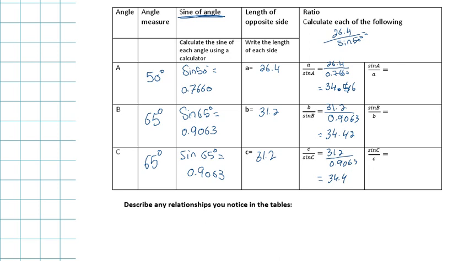Good. Now let's do the other one. 0.766 divided by 26.4. What do we get? Oh, flip it.